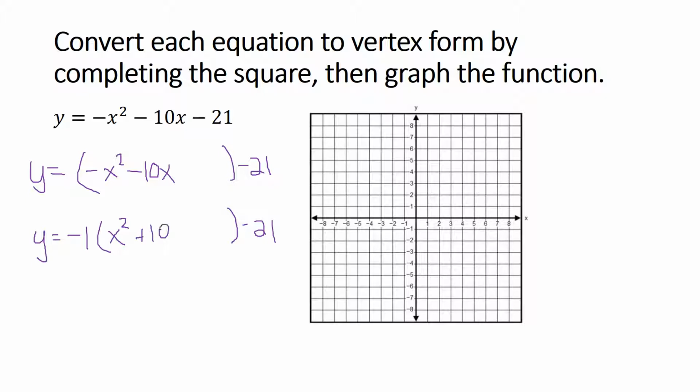And what we want to do with this is take that part in parentheses and turn it into a perfect square. So it's all about that pattern: square, double, square. So in my parentheses, my perfect square, I would start with x, and then what number do I double to get a 10? 5. And if I square the 5, that gives me a positive 25.